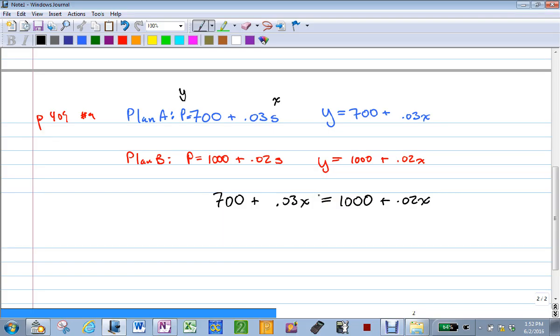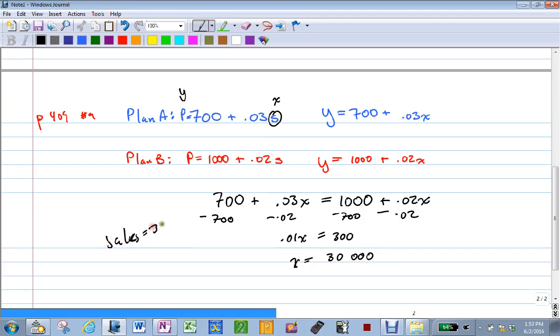Get the x by itself. So, minus 0.02x on both sides, 0.01x equals minus 700, 300. Multiply by 100, x equals 30,000. Now, x was our s, so sales had to equal 30,000. Takes 1 second to do algebraically. Picking up what I'm putting down? Everybody good? All right, let's look at the next one.